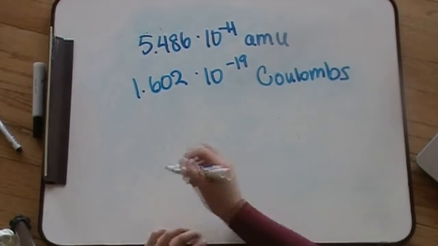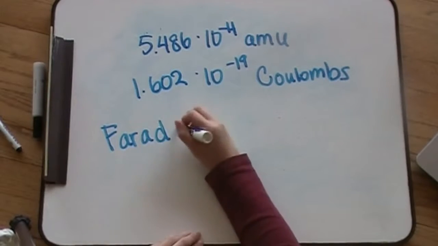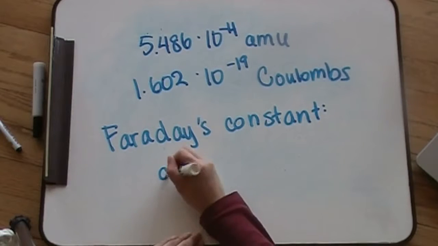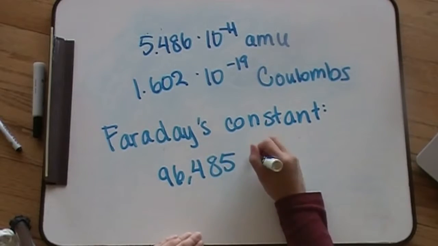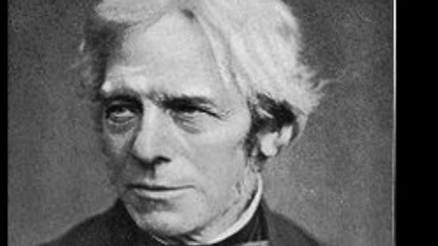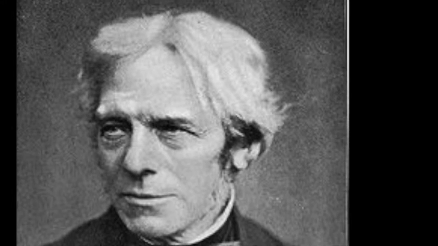No one ever needs to know the charge of a single electron, so its electrical charge is more commonly expressed as Faraday's constant. Recall that Faraday's constant is 96,485 coulombs per mole. This expression is named after Michael Faraday, a prominent chemist in the 19th century.